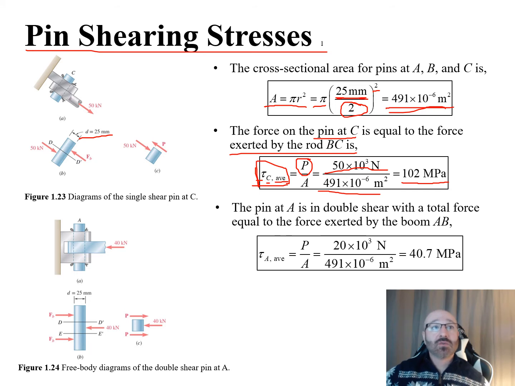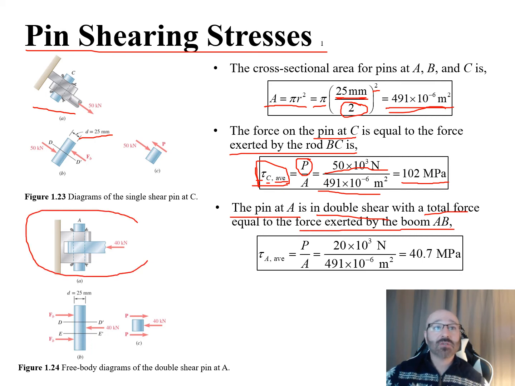Now this was a single shear right here, as we can see in the diagram, but when we go to the pin at A, this is going to be in double shear with a total force equal to the force exerted by the boom AB. So we can see down here, this is a double shear. So we take a look now here for our equation.